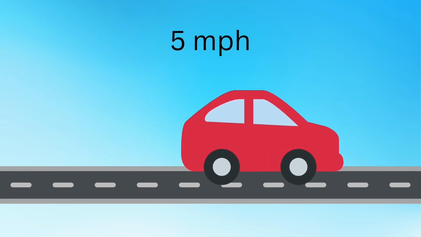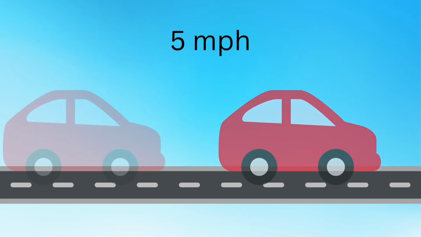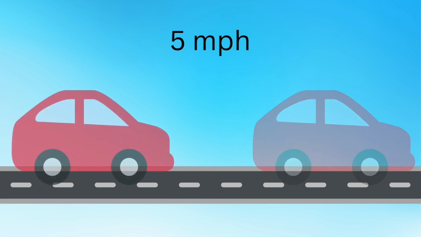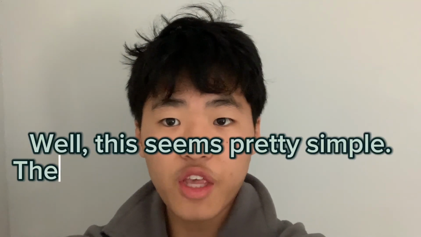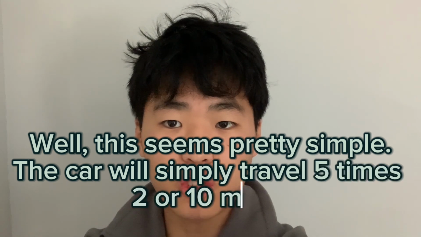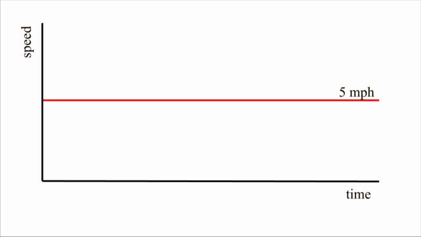Imagine a car going at 5 miles per hour. How far will the car travel in 2 hours? Well, this seems pretty simple. The car will simply travel 5 times 2, or 10 miles. Notice how the speed never changes with time.